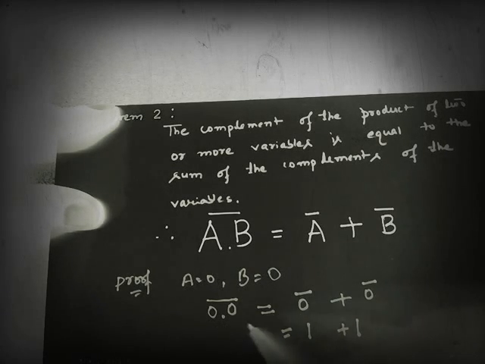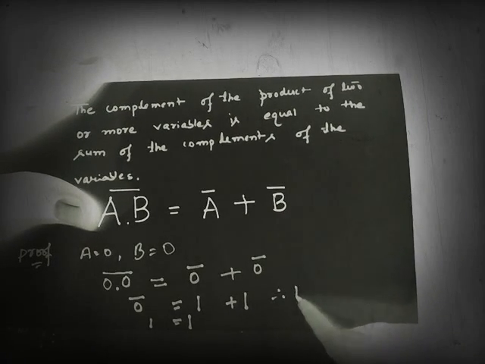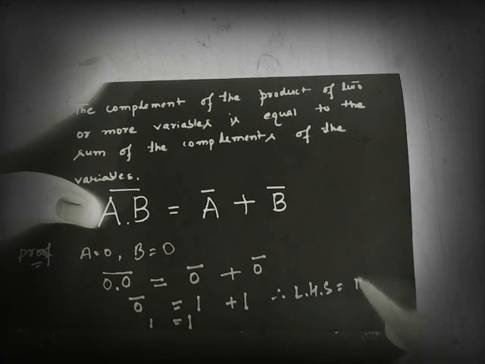Now 0 times 0 gives the result 0, and its complement is 1. Then 1 plus 1, as per the binary addition law, is equal to 1. That is, 1 means high voltage, and this is also high voltage. High voltage becomes another high voltage. High voltage means 1, so 1 is equal to 1. That is, LHS is equal to RHS.